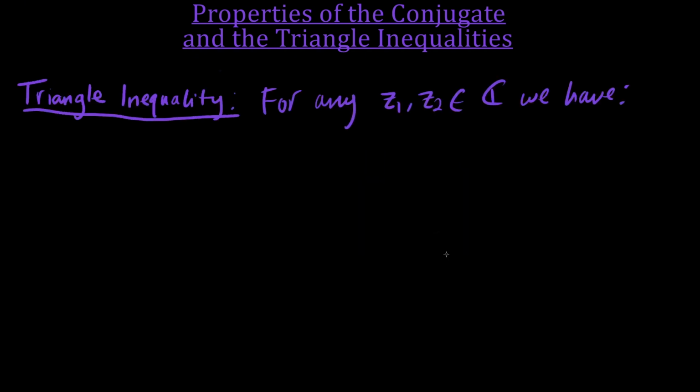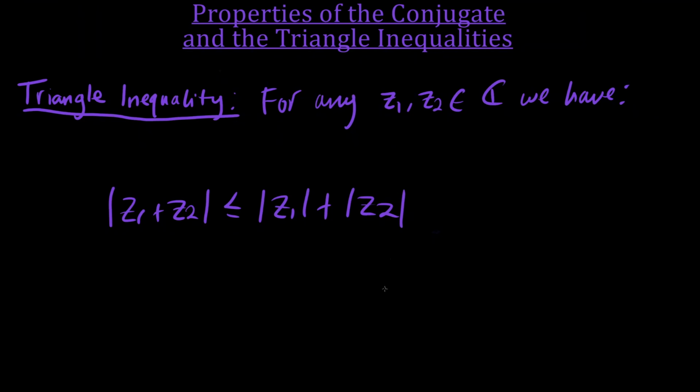Okay, now let's go ahead and go over the triangle inequality. So for any z1, z2 in the complex numbers, we have that the modulus of z1 plus z2 must be less than or equal to the modulus of z1 plus the modulus of z2.